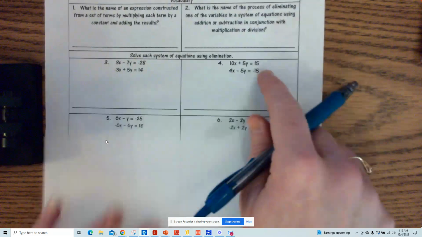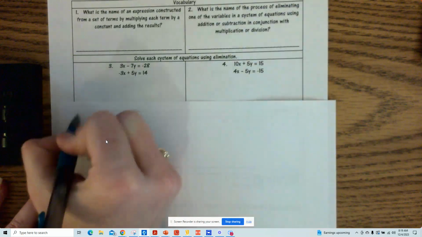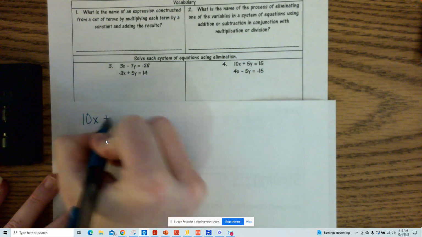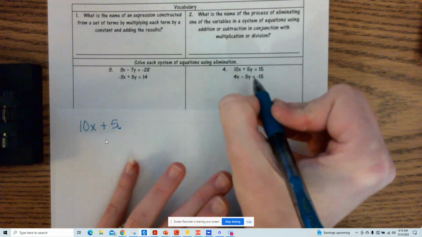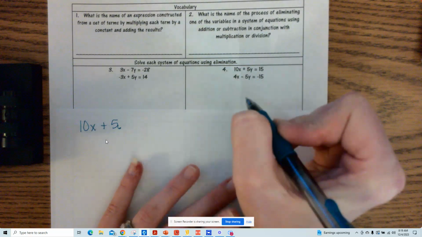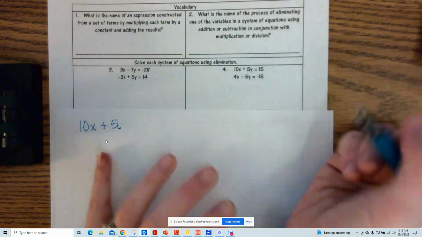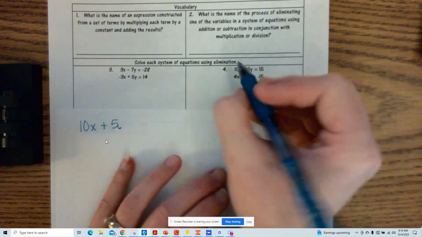So in elimination, I may jump around on this one. I'm going to start with number 4 though. Actually, I'm not going to do that. What I'm looking for is the same value, but opposite signs, one positive, one negative on the same letter.